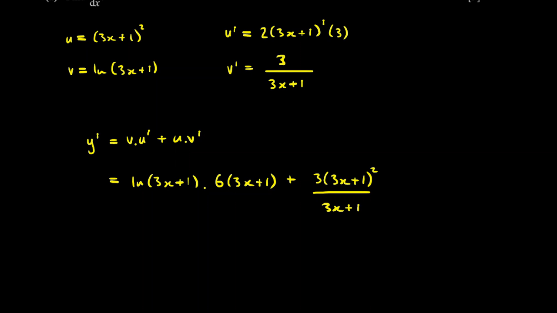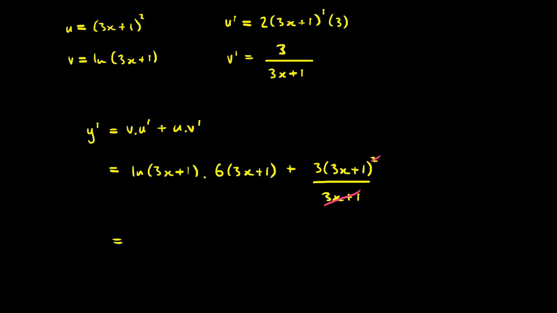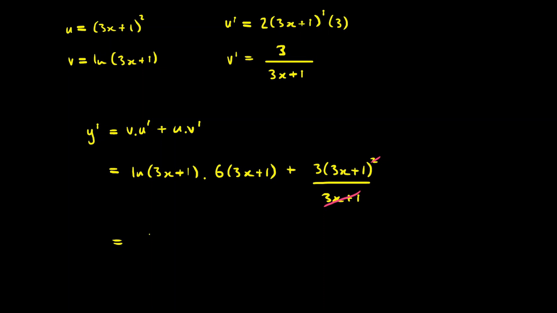And hopefully what you can see is that this is going to simplify. I'm going to divide top and bottom by 3x+1. That goes. And I'm just going to tidy this up a tiny bit. I'm going to rewrite this here as 6(3x+1) times ln(3x+1) plus 3(3x+1). Okay, and that should be our answer.